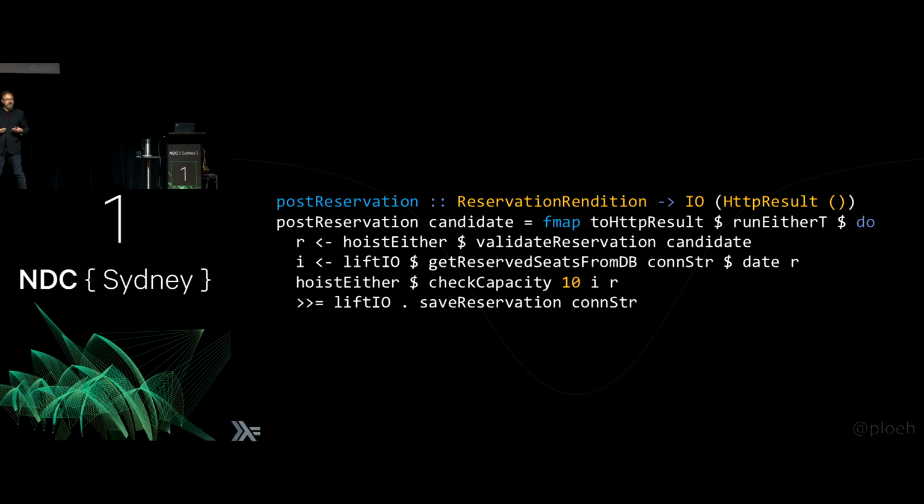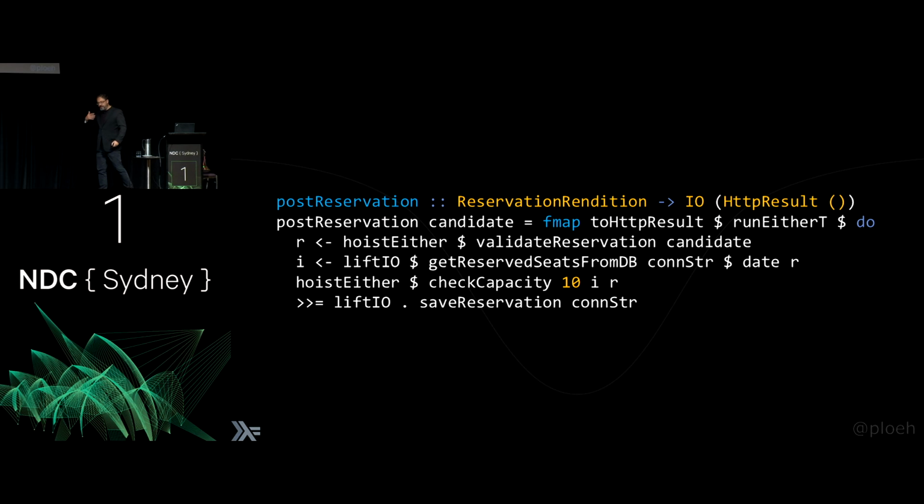Very small, intimate restaurant, it can only seat 10 people. But then r is just the number of already reserved seats. That's just an integer at this point. So even if check capacity is a pure function, I'm calling it from an impure context, so that all works. And then there's some more stuff going on there.